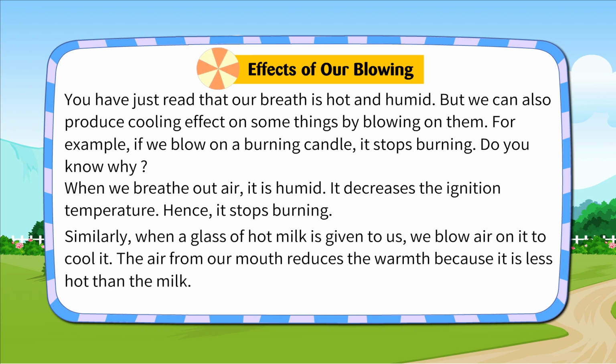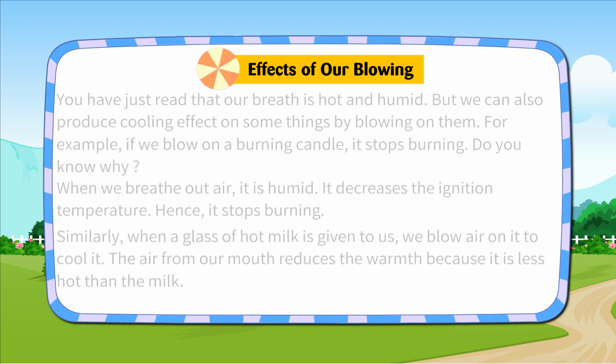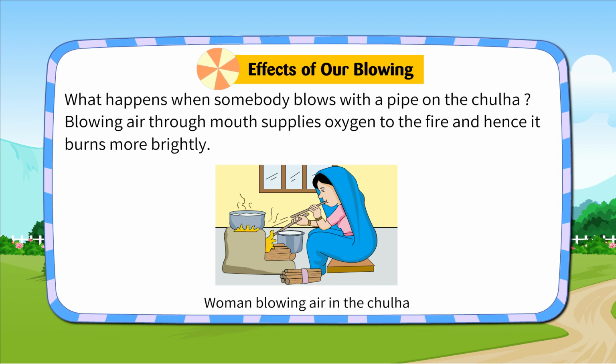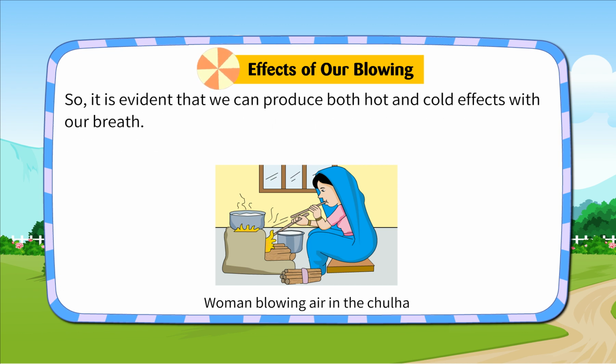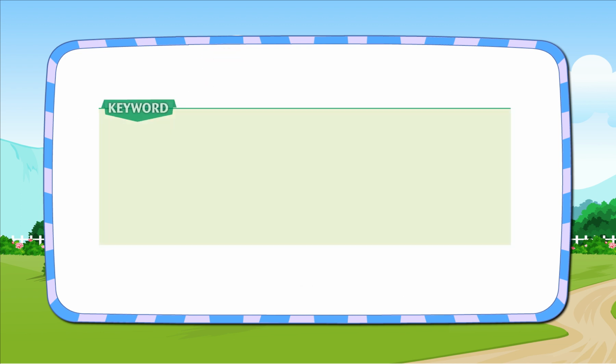Similarly, when a glass of hot milk is given to us, we blow air on it to cool it. The air from our mouth reduces the warmth because it is less hot than the milk. What happens when somebody blows with a pipe on the chula? Blowing air through mouth supplies oxygen to the fire and hence it burns more brightly. So it is evident that we can produce both hot and cold effects with our breath.